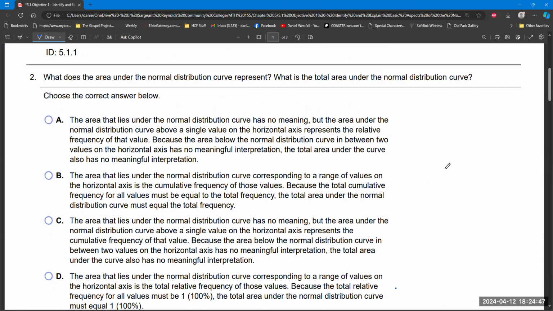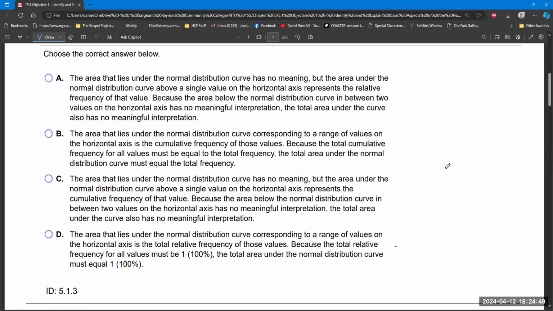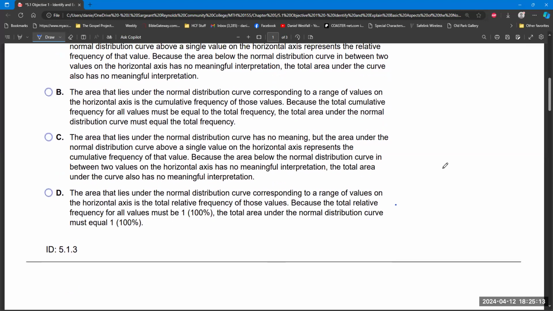And what is the total area under the normal distribution curve? So the area that lies under the normal distribution curve corresponds to a range of values on the horizontal axis and is total relative frequency of those values. Because the total relative frequency of all values must be 1 or 100%, the total area under the normal distribution curve must equal 1 or 100%. And we use this area to help us find the probability of events happening.